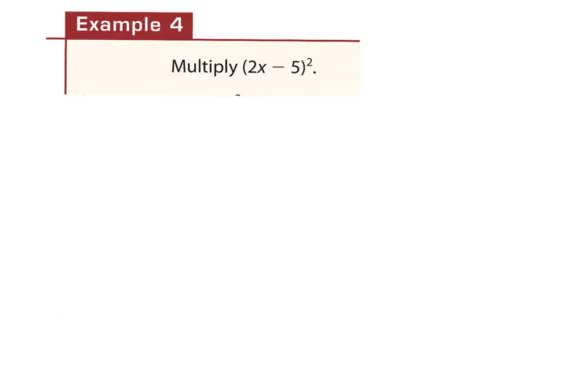All right, example 4 on page 386. We have 2x minus 5 quantity squared. What does it mean to square something? Like if I said 3 squared, what do I mean? Multiply it by itself, which is exactly what this means, all right? So you're going to take 2x minus 5, and you're going to multiply it by 2x minus 5.